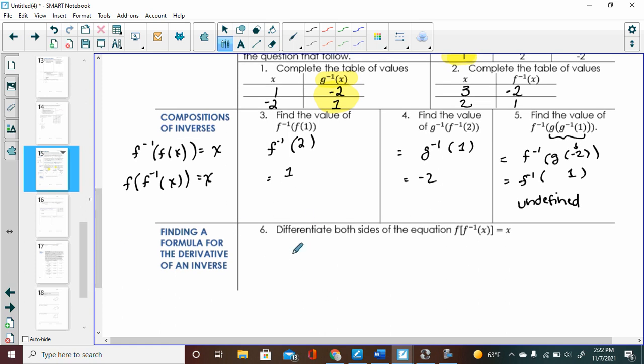Now, finding a formula for the derivative of an inverse. So let's use the chain rule on this. Let's use the chain rule. That means we're going to take the derivative of both sides. So d. I want to be very cautious here when we have this going on here.